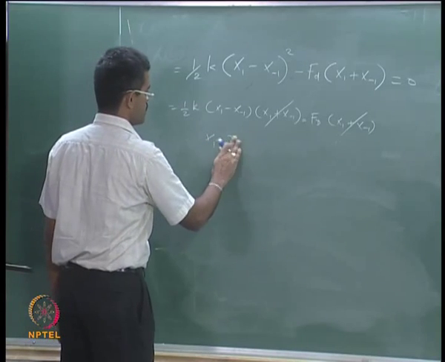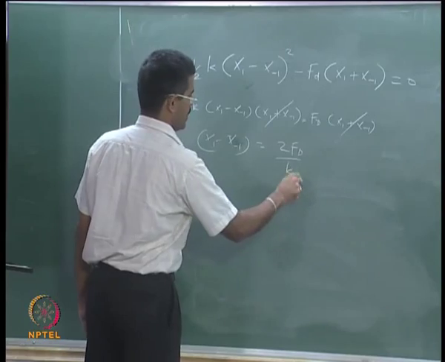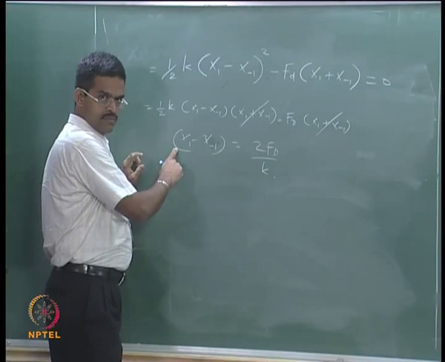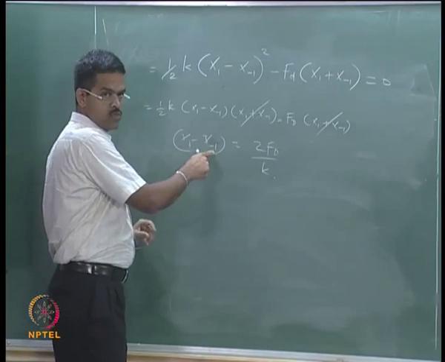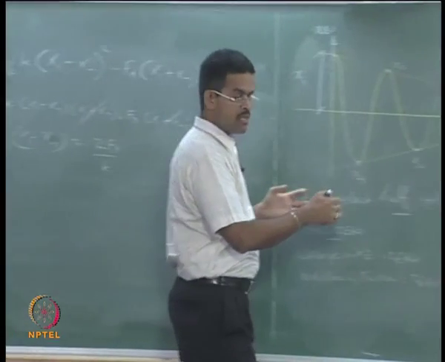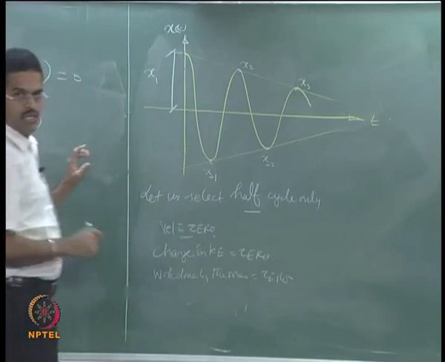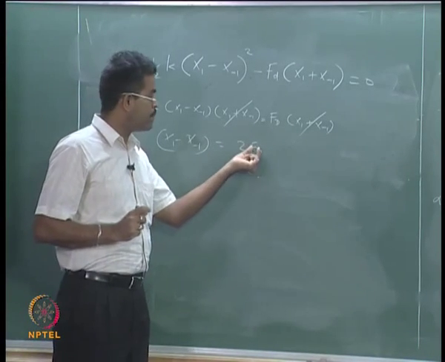X1 minus x minus 1 is 2 Fd by k. So what does it mean? The response reduction within half cycle from x1 to x minus 1 is equal to twice of Fd by k, which is the damping force.